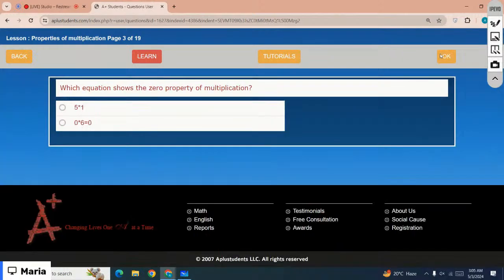No, this isn't the zero property. Which equation shows the zero property of multiplication? Which is the correct option? Now you have to see the zero property. That is the second one. When you multiply any number with a zero, the product is always zero. That's the second one. That is the zero property.